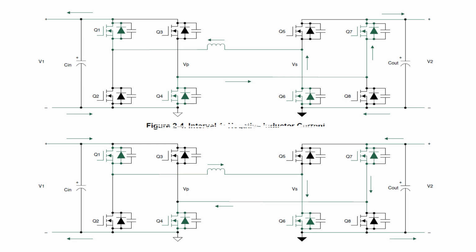from V1 this side. Power can flow from V1 to V2, and then power can flow from V2 back to V1 using some kind of phase shift.